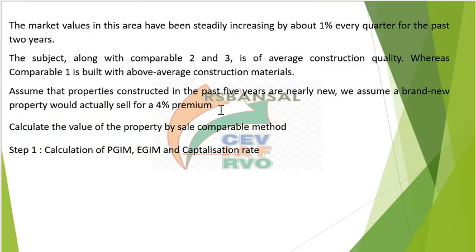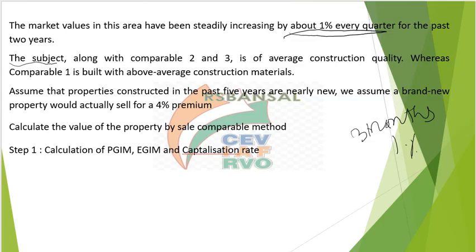it was 72,000. Other data given is that market values in this area have been steadily increasing by about 1% every quarter. Means in 3 months there was an increase of 1% in the prices.